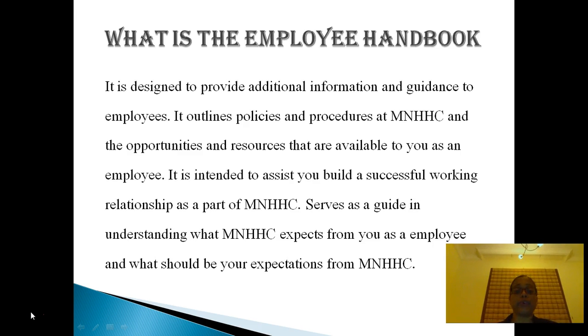The Employee Handbook. What is the Employee Handbook? It is designed to provide additional information and guidance to employees. It outlines policies and procedures at Mulazama Nursing and Home Healthcare and the opportunities and resources that are available to you as an employee. It is intended to assist you to build a successful working relationship as part of Mulazama Nursing and Home Healthcare. It also serves as a guide in understanding what the company expects from you as an employee and what should be your expectation from the company.